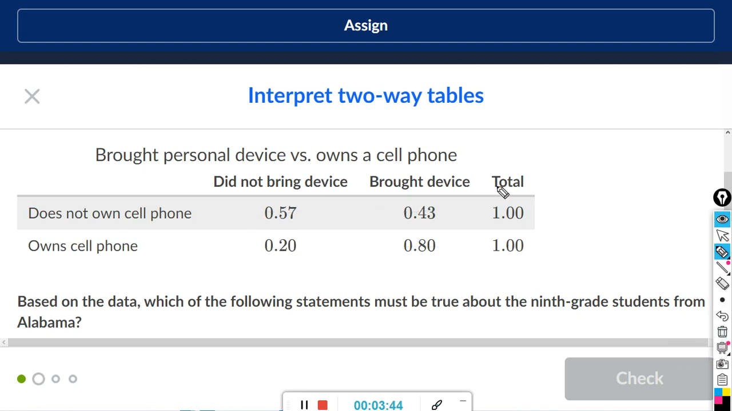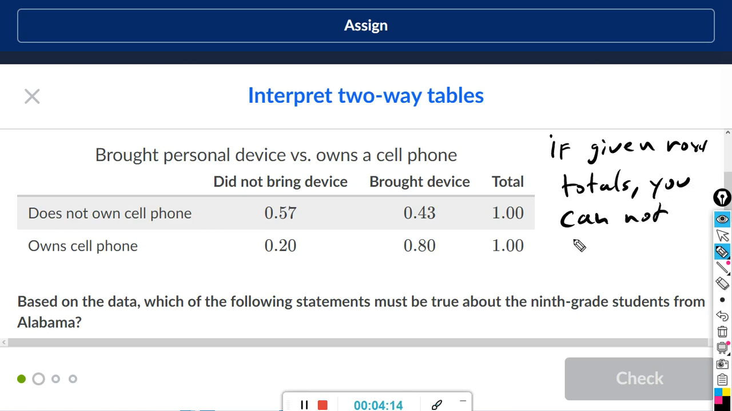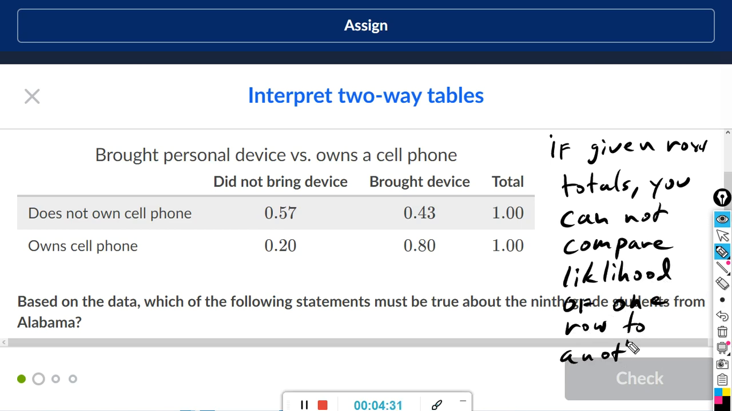All right, so they gave us row totals, but they did not give us column totals. You see, if you add 0.57 and 0.2, it's not going to be 100%. All right, so these are row totals only. And I'll give you a hint here for these. This problem is tricky. If you're given row totals, you cannot compare the likelihood of one row to another.